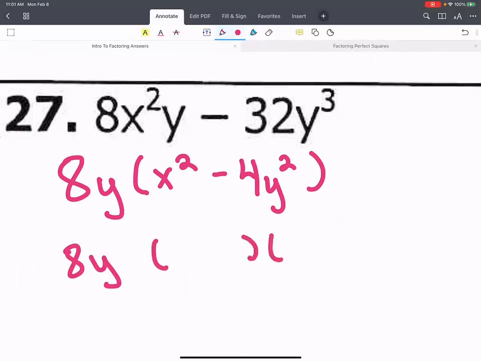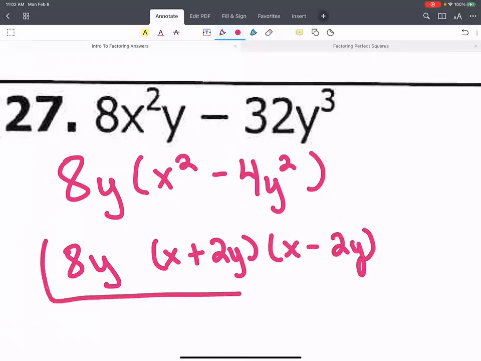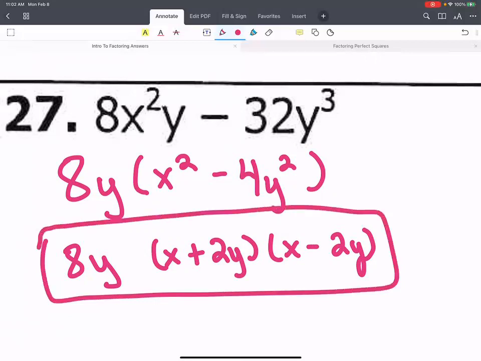And then I have a difference of squares. Square root of x squared is x. Square root of 4 is 2. And square root of y squared is y. So I got x plus 2y, x minus 2y. And that's my final answer. Guys, get in the habit of boxing your final answer for me.